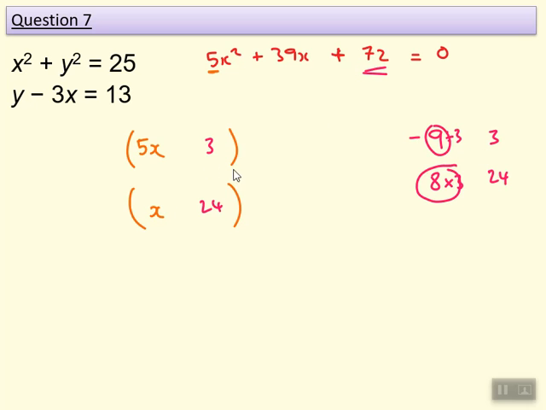So it keeps it multiplying to 72. But if I try it now, if I multiply these two together, 5 times 24, okay, 5 times 24 is 120, so 120x, and 3 times that is 3x. They do not add to 39.